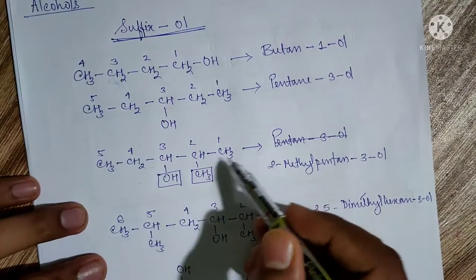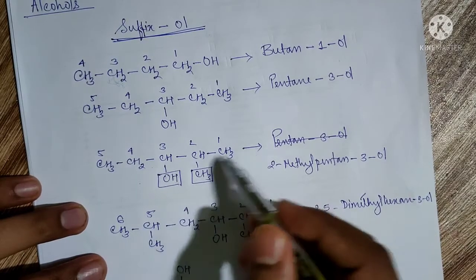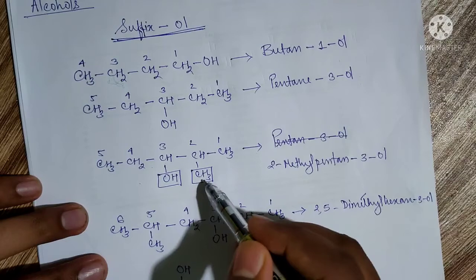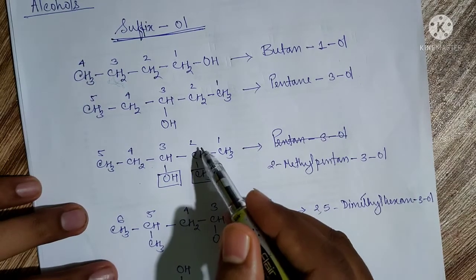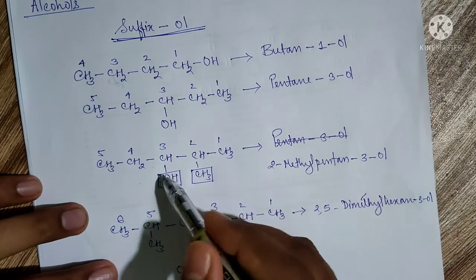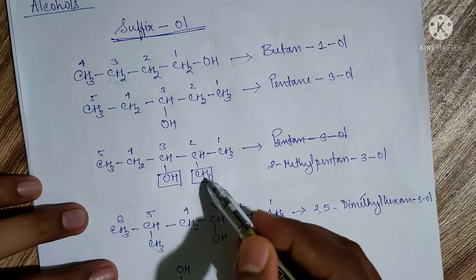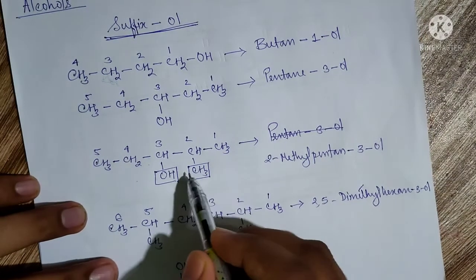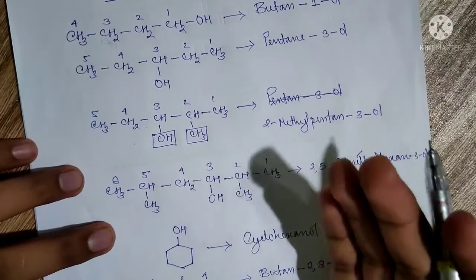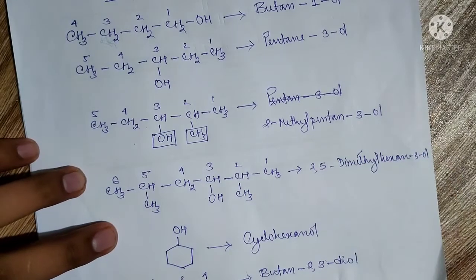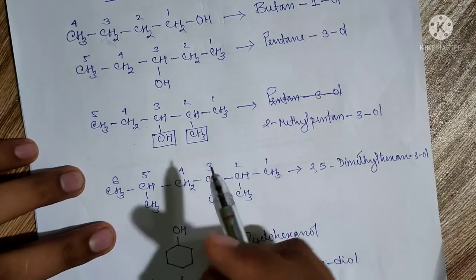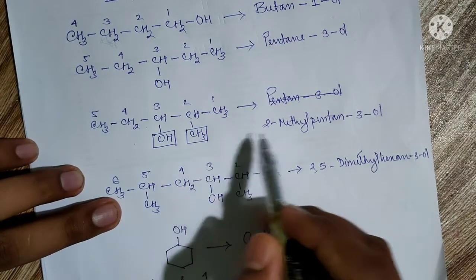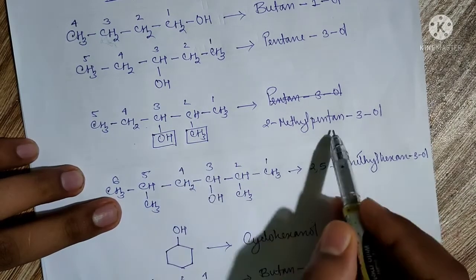Why? Because if we count from the right hand side, then the OH group will definitely get third position, but the other substituent, that means methyl, also gets the lowest position. So without affecting the position of OH, we can give the lower number to the substituent also. That means we have to count from the right hand side. So what will be the name? As you know well, if substituents are present, their names are always written first. So at position 2 there is a methyl. So 2-methylpentan-3-ol.